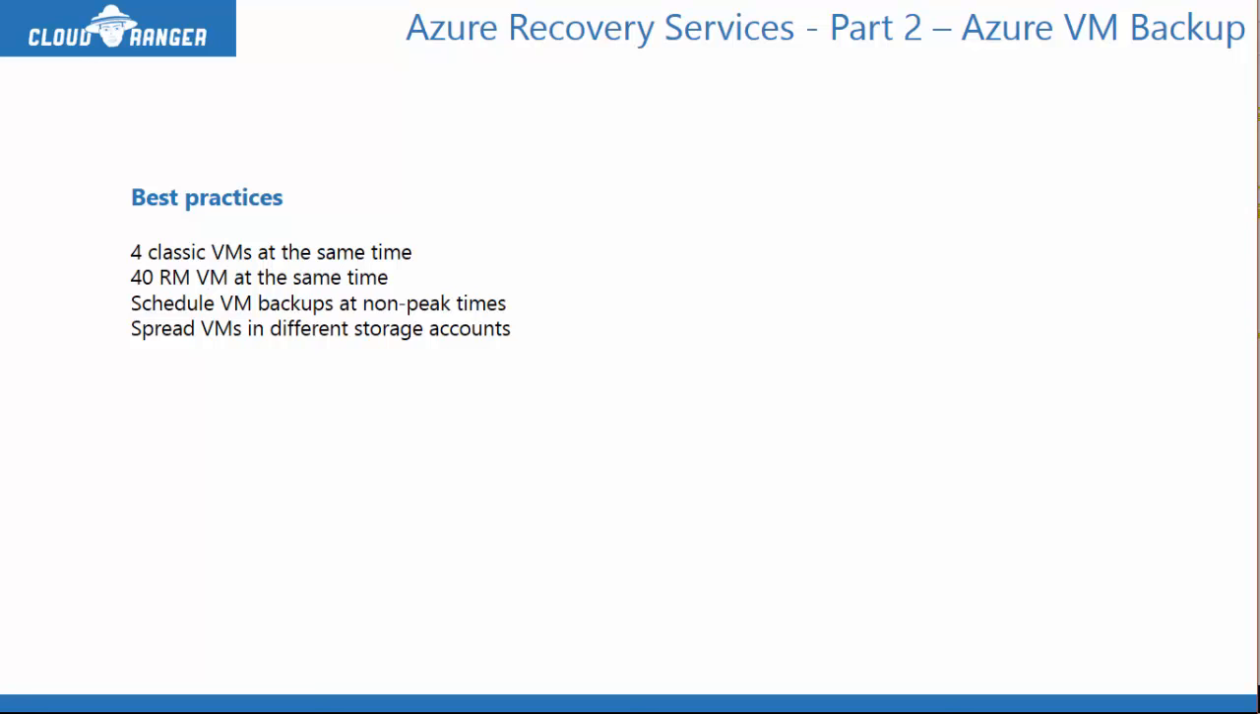40 Resource Manager VMs at the same time. As you can see, there are a lot of reasons to go to the ARM model, or Azure Resource Manager model, because you can do 40 VMs at the same time. It should not affect you much, but if you have hundreds of VMs, 40 of them together totally makes sense, right? Schedule VM backups at non-peak times.